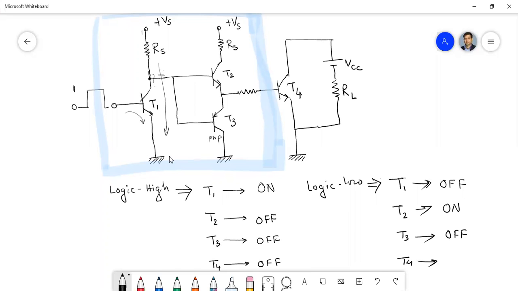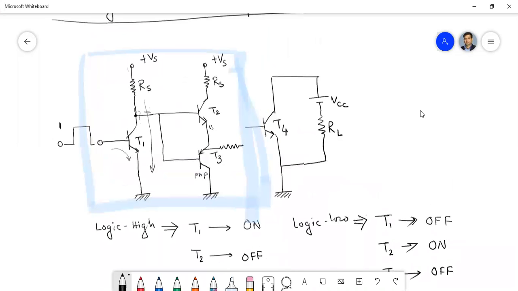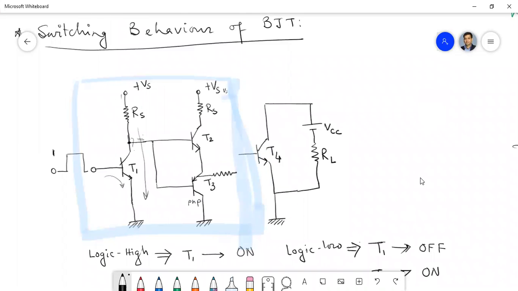Okay, now what about T4? T4 will be on. Why? Because it will have plus Vs at its base. Which Vs? The second Vs, isn't it? Vs of T2. So Vs of T2 will appear here. So here you will get Vs, and that will be sufficient to drive T4 into the on condition.